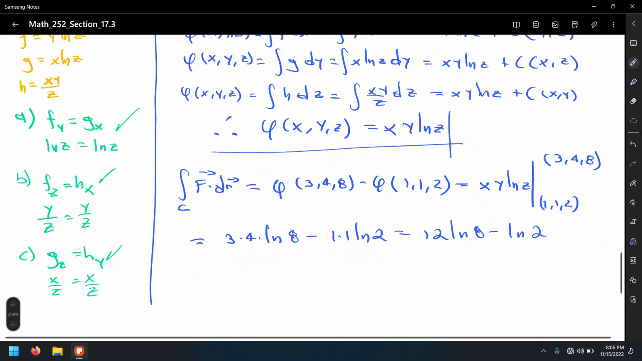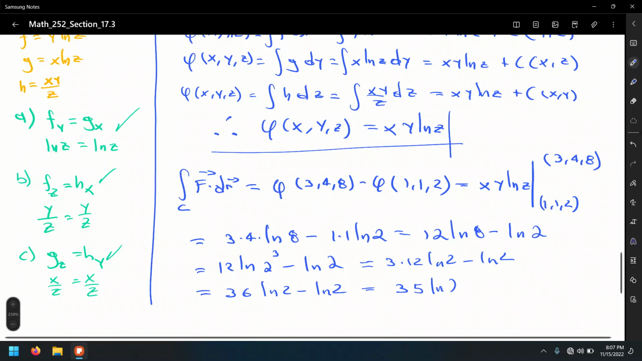However, if you want to simplify this a bit further, we can use properties of logarithms to combine this together. In this case, you might want to write this number 8 as 2 to the third power. So that's 12 ln of 2 to the third power minus ln of 2, and then use the power rule for logarithms. So this 3 jumps in the front. So that's 3 times 12 ln of 2 minus ln of 2. And 3 times 12 is 36. So 36 ln of 2 minus 1 ln of 2. This is 35 ln of 2.